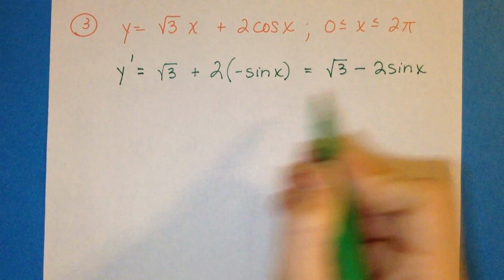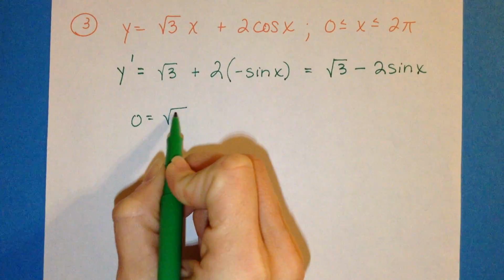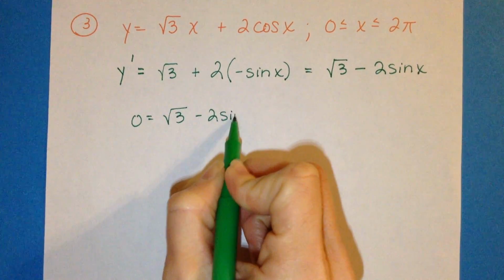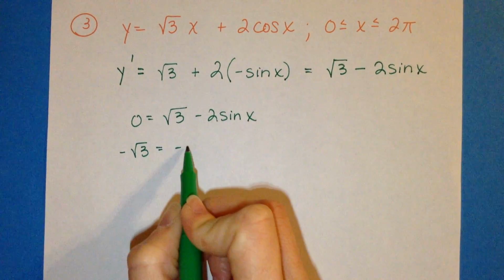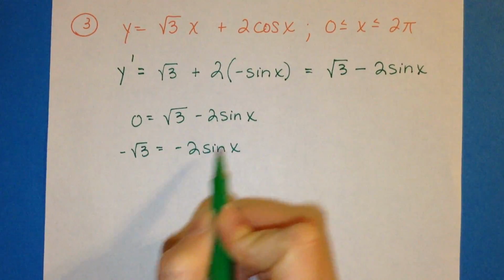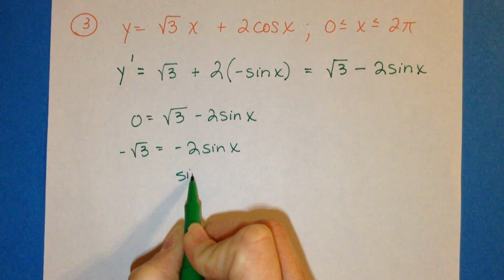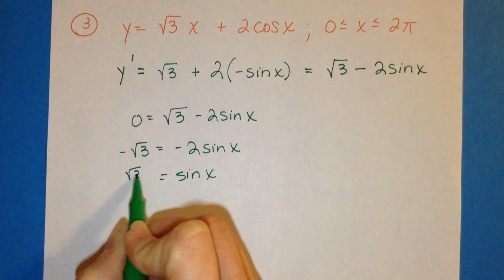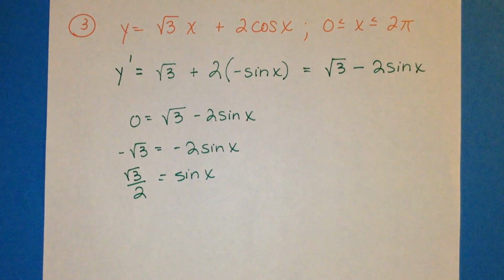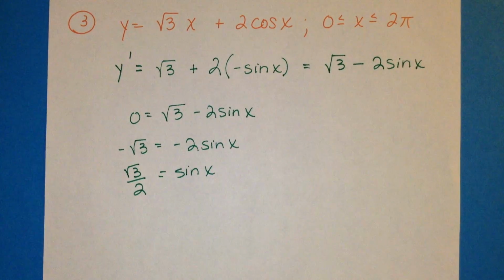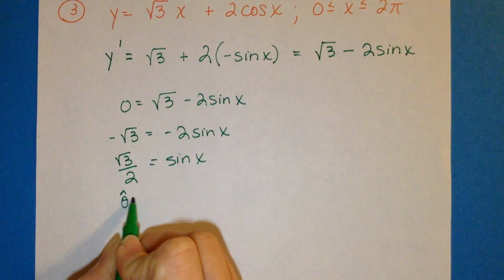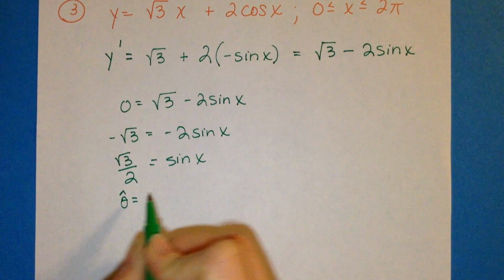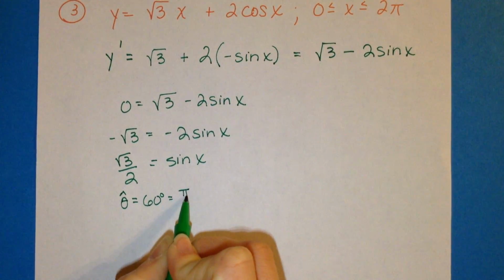So we need to take this and set it equal to 0. Okay, I'm going to subtract my square root 3. And then I need to divide by negative 2. Okay, so I have sine x is equal to square root 3 over 2. Now this is where reference angle is going to come in and help you with this. Your reference angle would have to be 60 degrees, which would be the same thing as pi over 3.